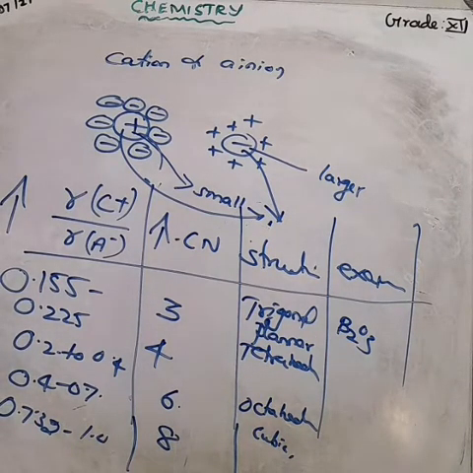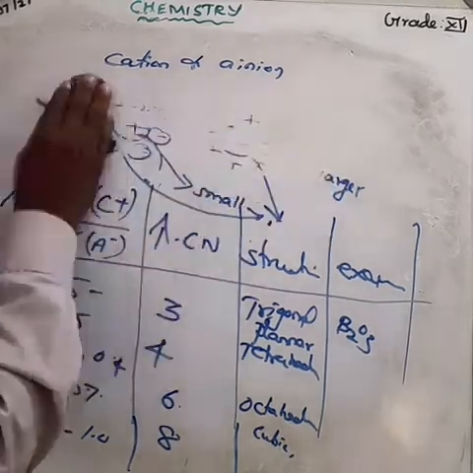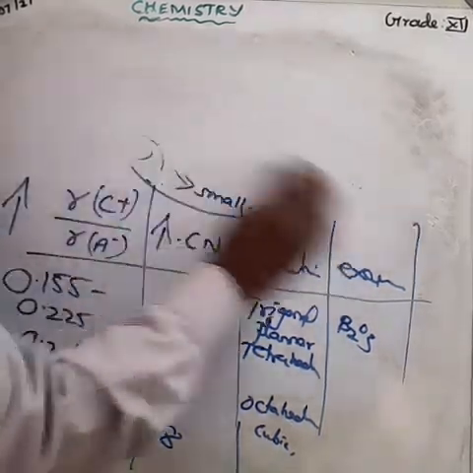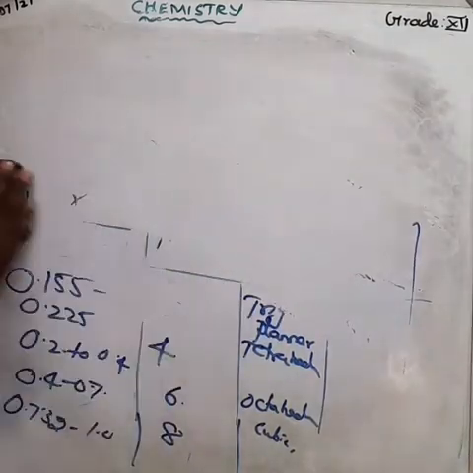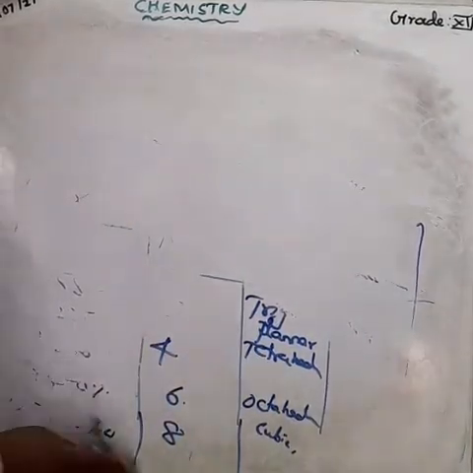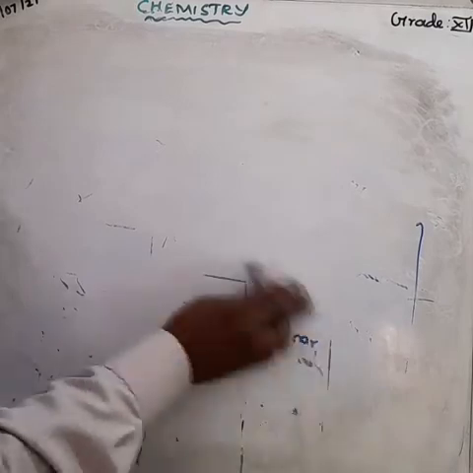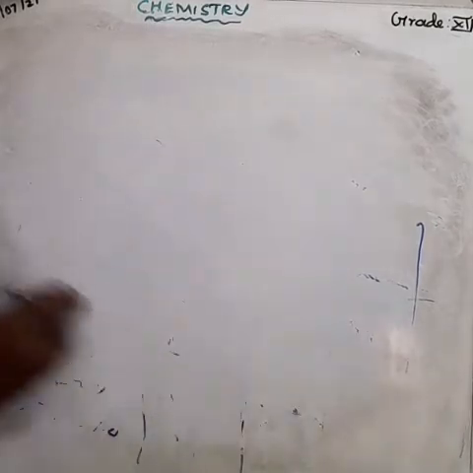Each one has an example. Coordination number 3 is B2O3, 4 is ZnS, zinc sulfide, coordination number 6 is octahedral, NaCl, and coordination number 8 is cubic, cesium chloride. These are some examples.